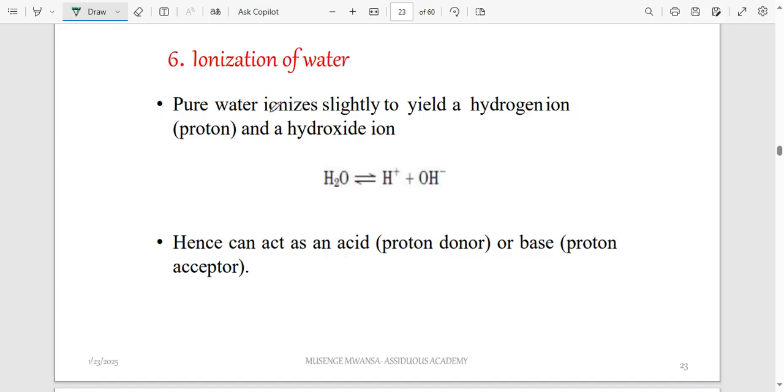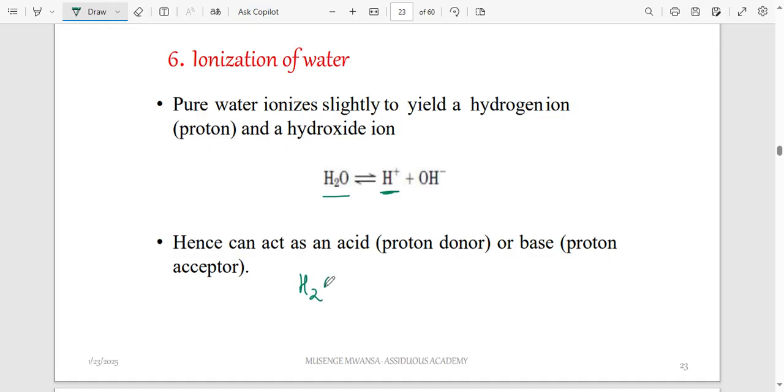Water can also undergo ionization. So pure water ionizes slightly. To ionize is basically to break when you dissolve something in water. Water can actually dissolve in itself. Okay, that's known as auto-ionization of water. So you can see water can actually break and it will form hydrogen ion and hydroxide ion. This is a proton. And so water can act as both a base and an acid. A base is a proton acceptor, and acid is a proton donor.